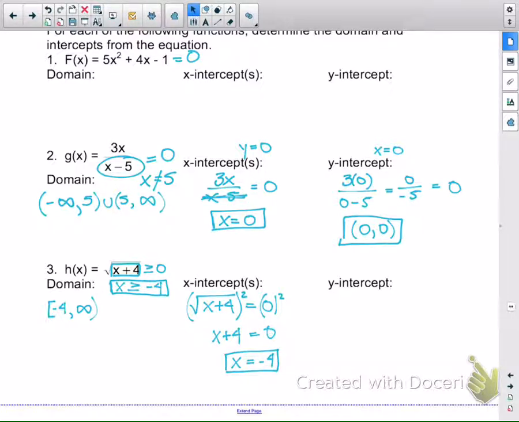For y-intercepts, what do we do to find those? X equals 0, which means I plug it in. So if I plug in 0 for x, simplify under the square root first, that's going to give me the square root of 4, which is what number for my y-intercept? 0, 2. Questions on that?